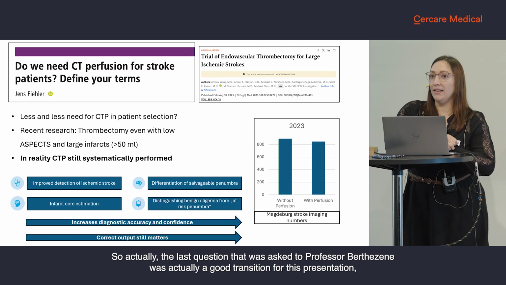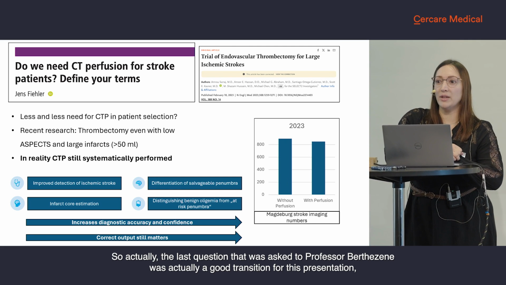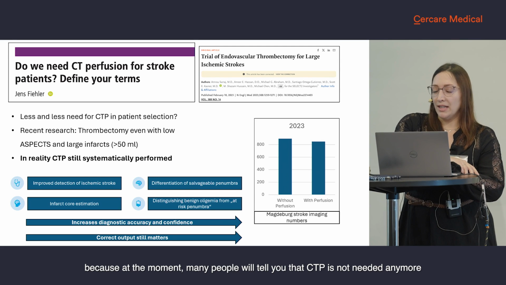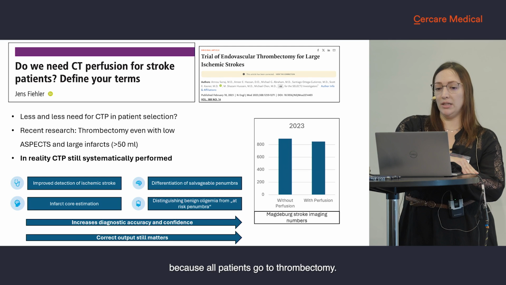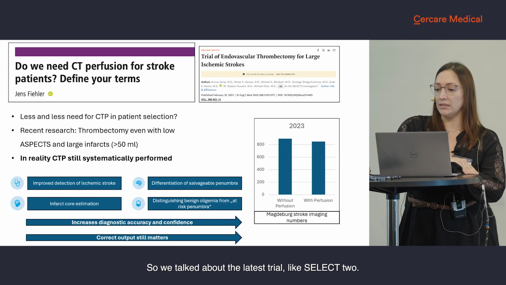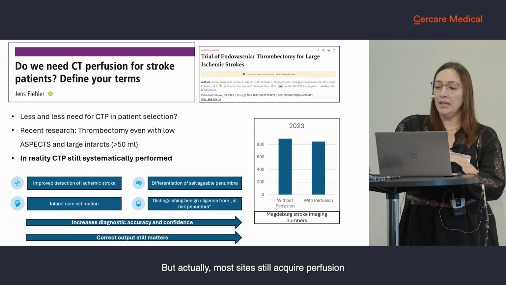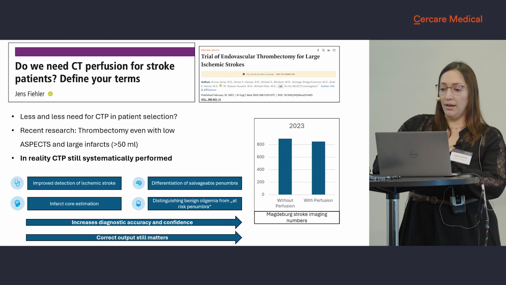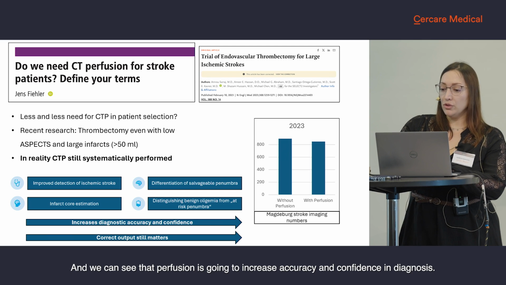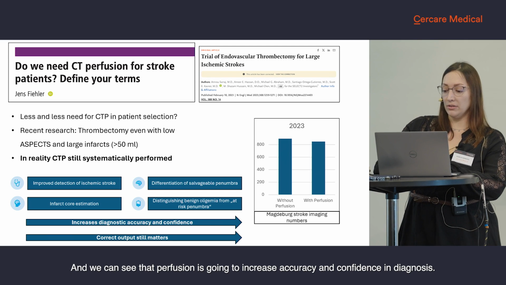So actually, the last question that was asked to Professor Berthesen was a good transition for this presentation, because at the moment many people would tell you that CTP is not needed anymore because all patients go to thrombectomy. So we talked about the latest trial like SELECT-2, but actually most sites still acquire perfusion. And perfusion was still required until recently for the extended window. And we can see that perfusion is going to increase accuracy and confidence in diagnosis.